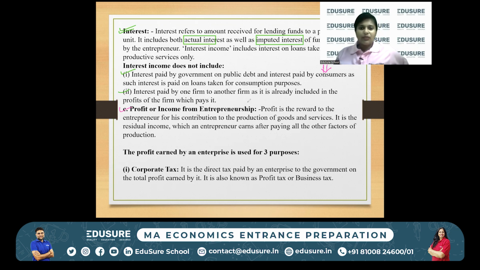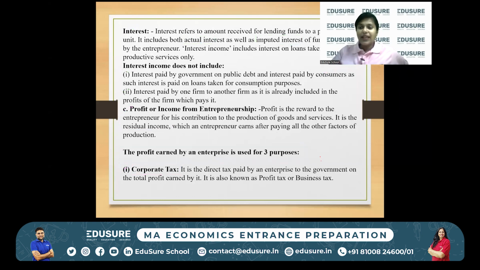As everybody knows now, it is the reward for entrepreneurship, the reward for setting up this production unit for producing goods and services. It is the residual income, everything which is left after everybody else is paid. That's called profit. All right, now profit also includes three things. The profit which is earned by an enterprise is used for three purposes. Corporate tax is the direct tax paid by an enterprise to the government on the total profit earned by it, the profit tax. So tax is part of the profit.